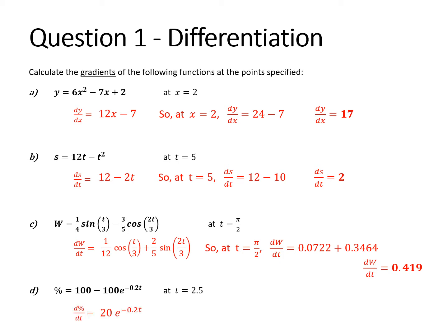Now we need to put 2.5 into that equation. So when t is 2.5, d% by dt equals 20e to the power of minus 0.2 times 2.5. Put it into your calculator carefully. Make sure that the minus 0.2 and the times 2.5 is all in the power. And you should get an answer of 12.1. So the gradient of that equation when t is 2.5 is 12.1.